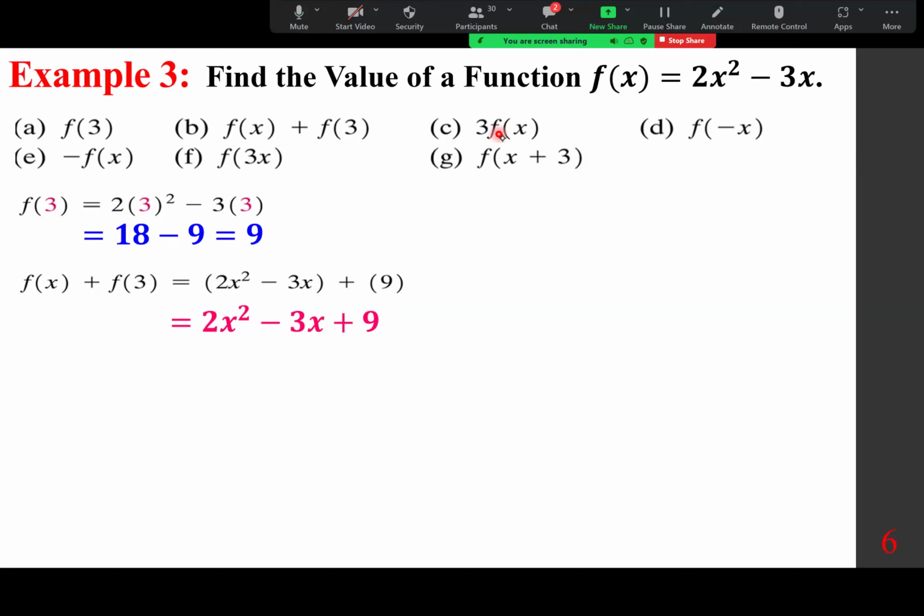Part C, 3 times f of x. So 3 times that. Distribution will result in 6x squared minus 9x.